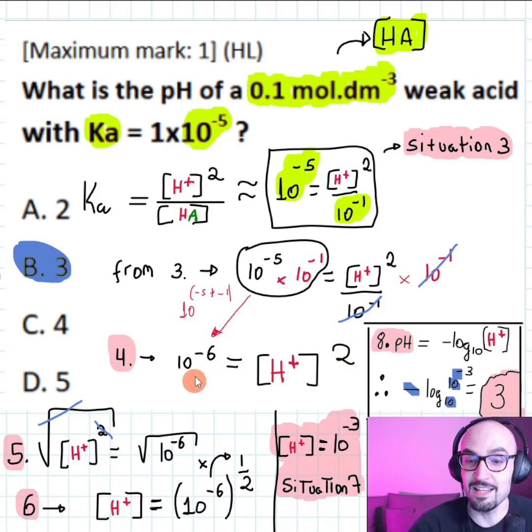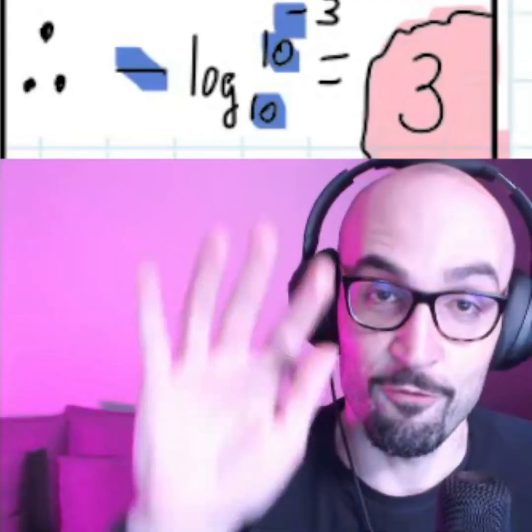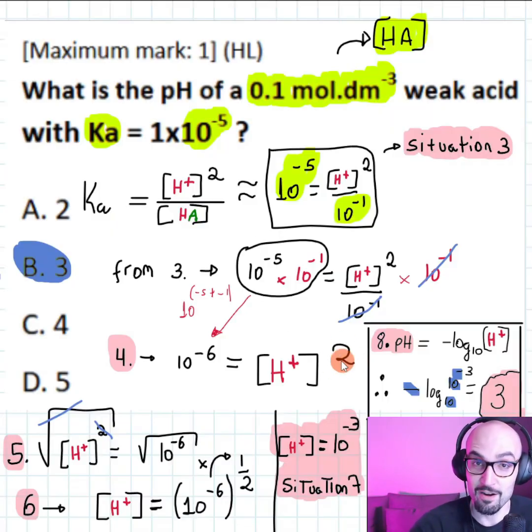Situation number 4, we got 10 to the power of negative 6 is equal to the concentration of H plus squared. Situation number 5. Let's get rid of this squared here. So I have to square root both sides. Square rooting the concentration of H plus squared, the squared cancels out with the square root. So in situation number 6, we only have concentration of H plus. Now on the other side, square root of 10 to the negative 6. How do we do that? That would be the same thing as powering 10 to the negative 6 by 1/2. And if you remember properties of exponents, for 10 to the negative 6 to the power of 1/2, we multiply negative 6 by 1/2.